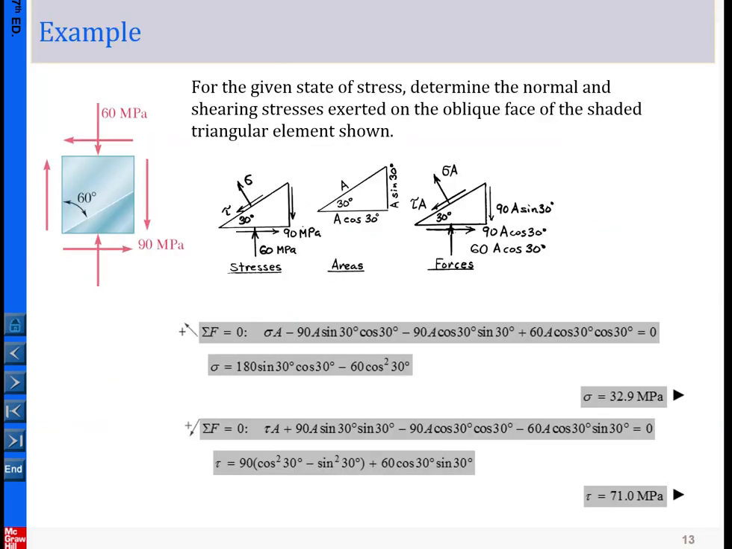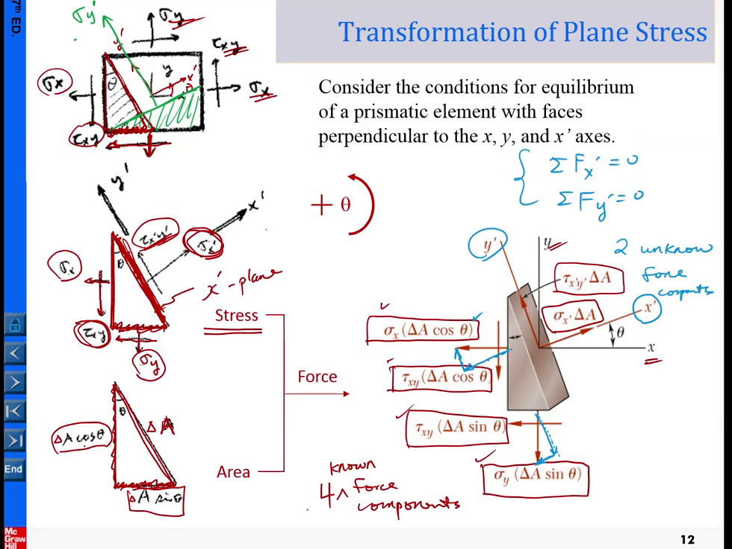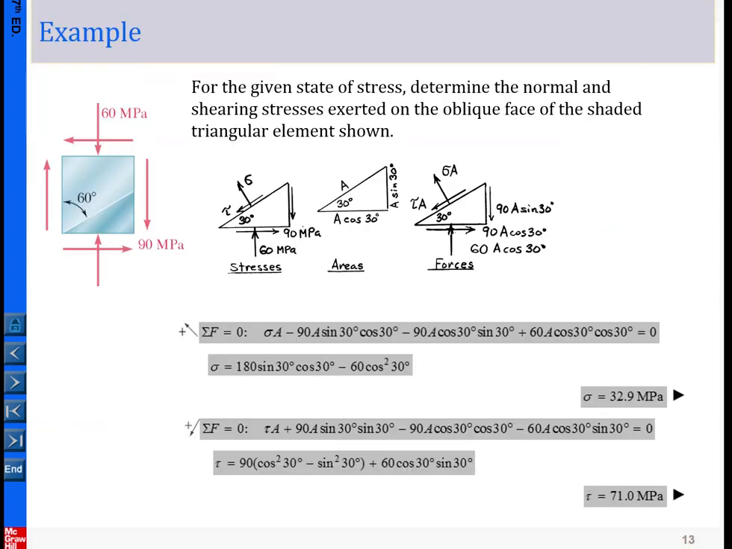Now all the calculations can be done. Here is a simple example. For example, here we are given this one, and I ask you to determine the magnitude of the stress in this plane.